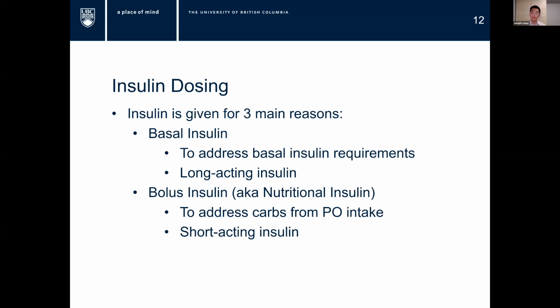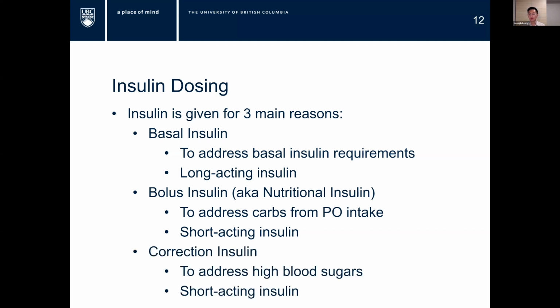The second reason for giving insulin is for nutritional insulin, a prandial insulin, mealtime insulin, an insulin bolus. This is to address carbs, for example, from oral intake, and we use short-acting insulin for this. The third reason for dosing insulin is for correction. That is if the blood sugars are high, we need to give some short-acting insulin in order to bring that blood sugar down. And I really want to distinguish between these last two scenarios, bolus insulin and correction insulin.